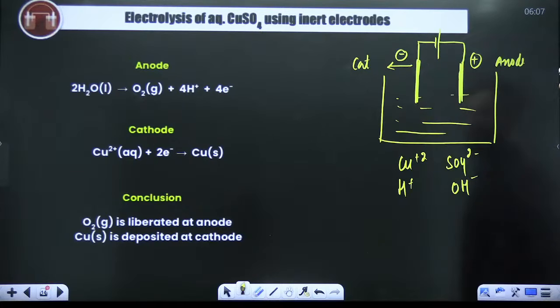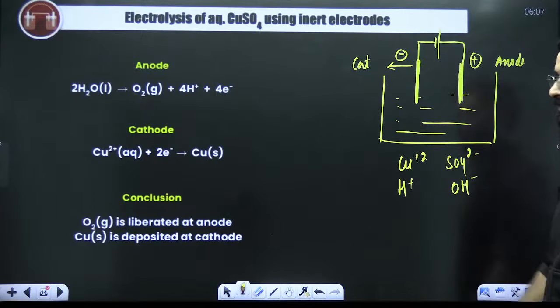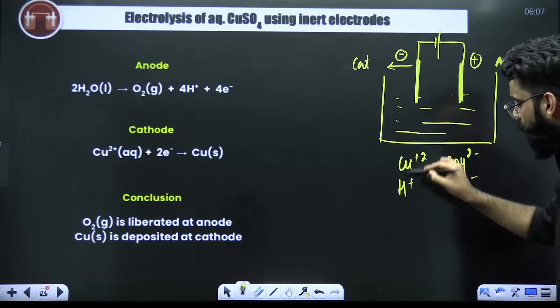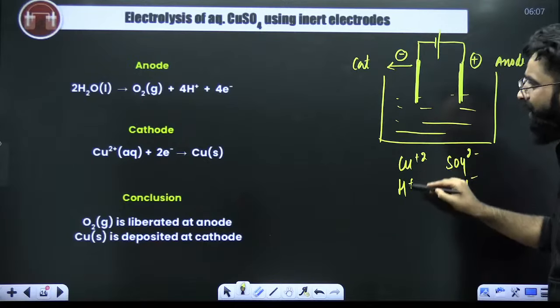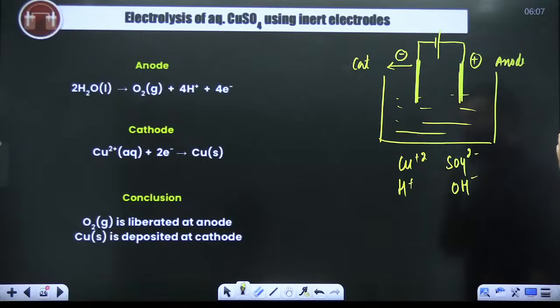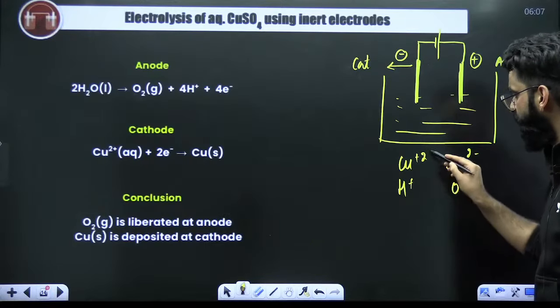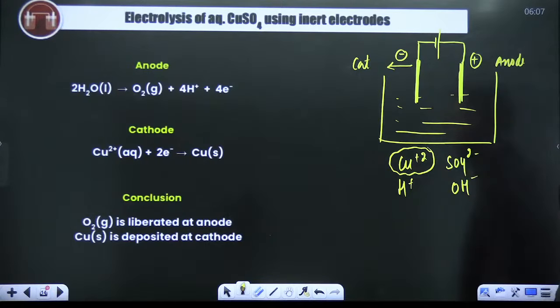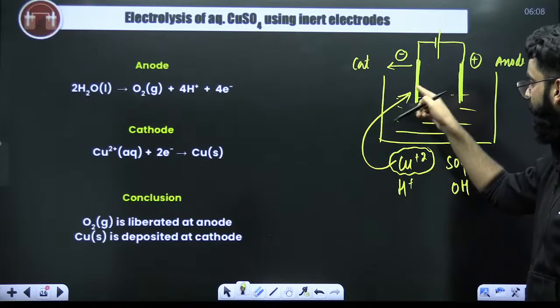At cathode, reduction will happen. Now this negatively charged rod will attract Cu di positive as well as H positive towards itself. But among these two, which one will undergo reduction here? The one which has got lesser discharge potential. Now tell me, among Cu di positive and H positive, which one has got lesser discharge potential? It is Cu di positive. So Cu di positive is undergoing reduction at cathode.